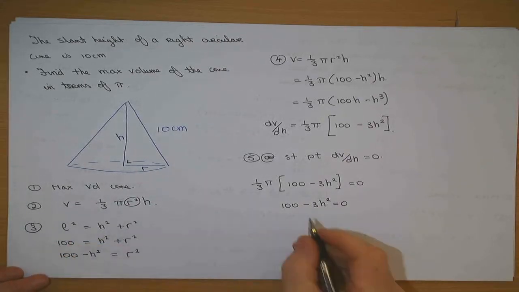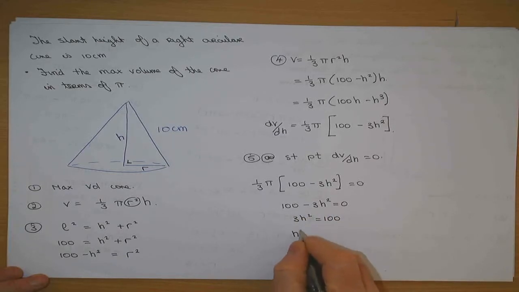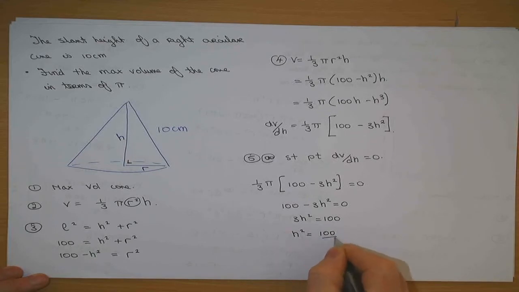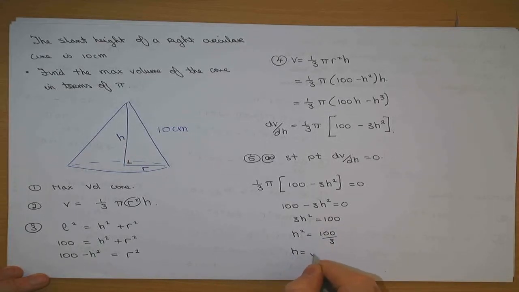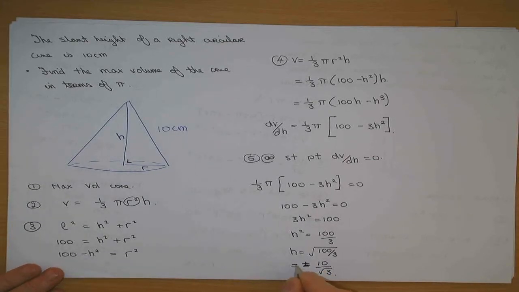It's 0. So 3h squared is equal to 100. h squared is equal to 100 over 3. h is equal to the square root of 100 over 3. That's probably 10 over root 3, the easiest way of writing that. Now I have a plus or minus, of course, because it's the square root. So plus or minus, what about the minus? It makes no sense mathematically.